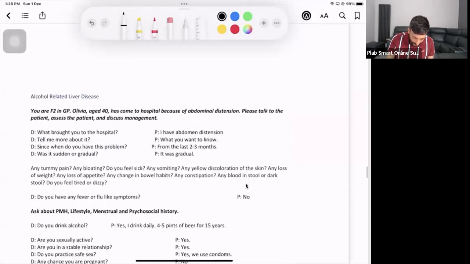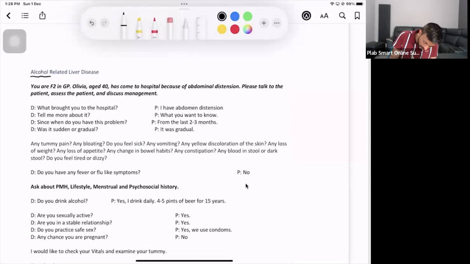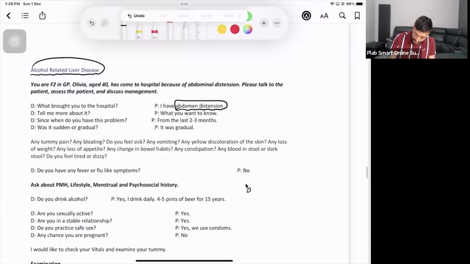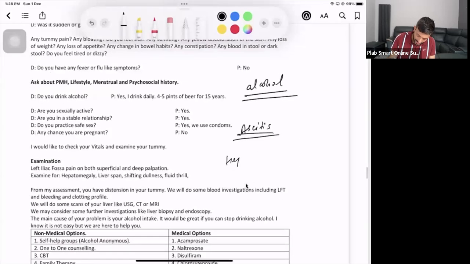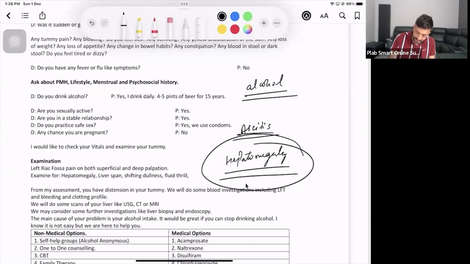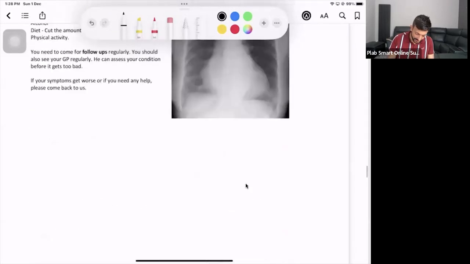And the other one that you have is alcohol-related liver disease. This patient also has abdominal distension, and when you are asking questions, this patient is drinking too much alcohol. You need to look for ascites, and this patient will have hepatomegaly as well. In this case you will again be doing it on the dummy. That's it. So these are the stations you have got.